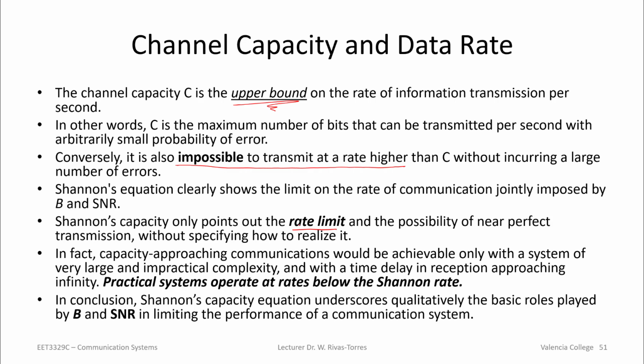So certain communication would be achieved only with a system with a very large and impractical complexity, right? If you try to go sometimes way too close to what the Shannon limit is. So in practice, systems operate at rates that are below the Shannon rate, right? So we don't really try to go all the way up to the Shannon limit to say, oh, we're maximizing our channel. We normally don't do that, okay? That would be too complex, okay?